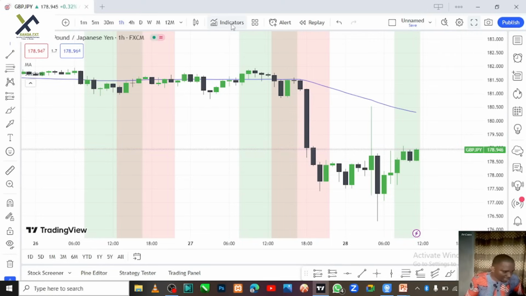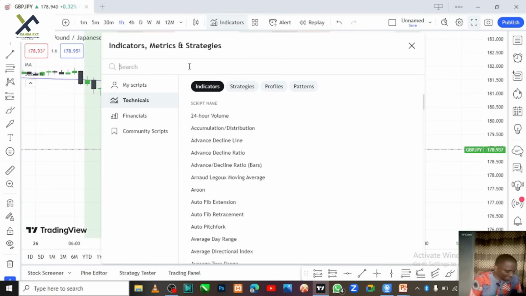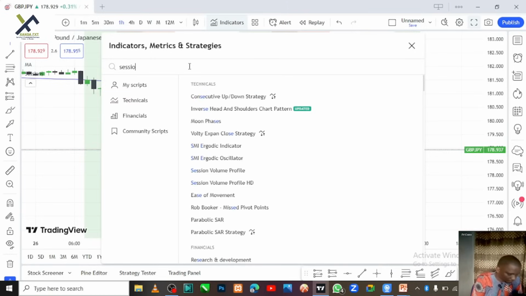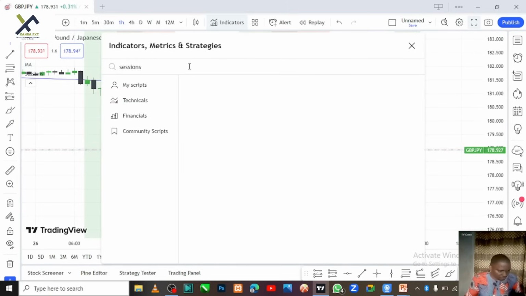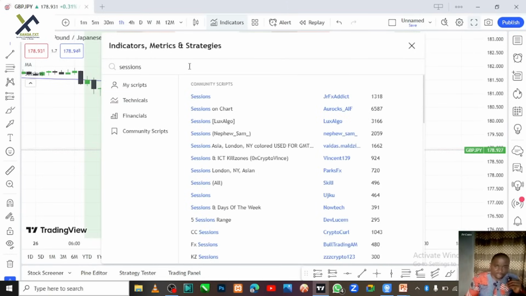Now if you are using TradingView, this is how you will get this indicator. Quickly go to your indicator and type sections. Under these sections, we have two of them. We have Sections by JRFX Addict, and we have Section on Chart by Autorock AIF. Both of them are the same thing.